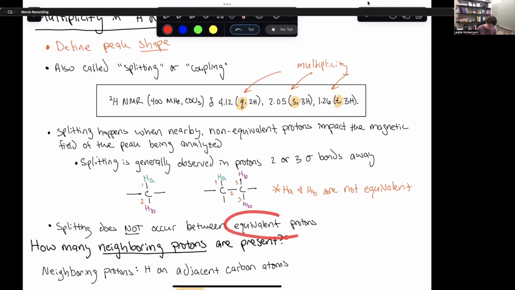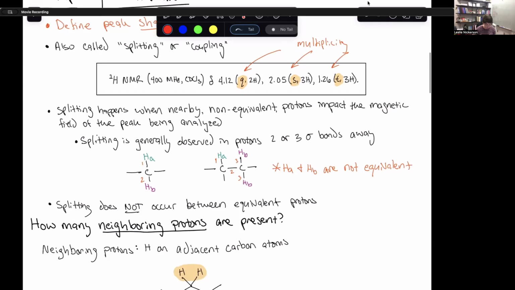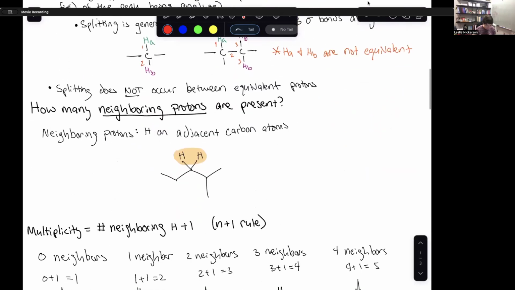But very, very important, splitting between equivalent protons does not happen. So all of this really stems from being able to identify those equivalent protons in carbon environments. If you're not feeling good about that, keep practicing that, keep asking questions. It is probably the most important part of this whole NMR business.